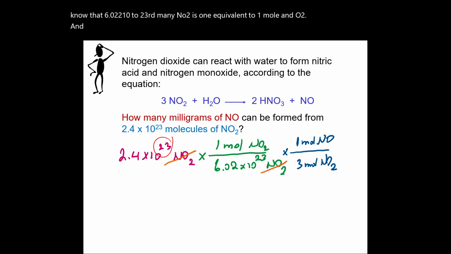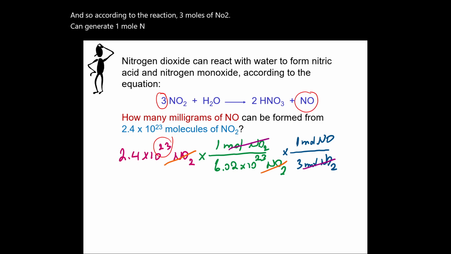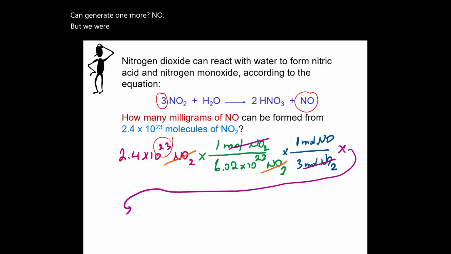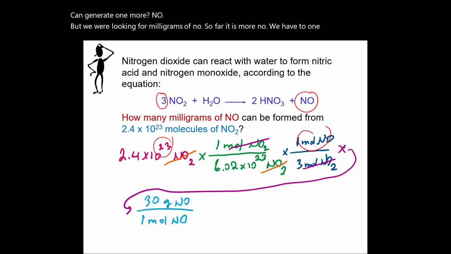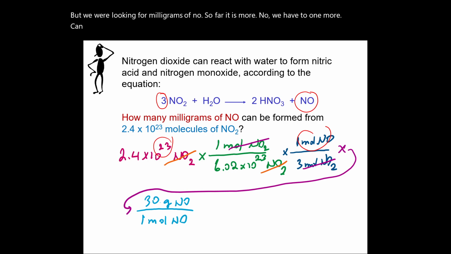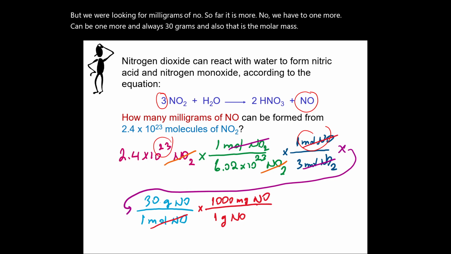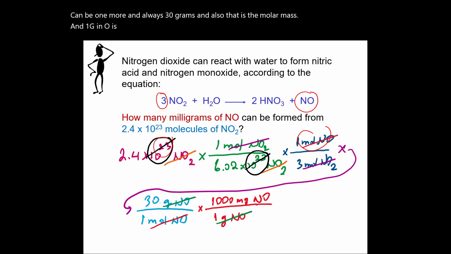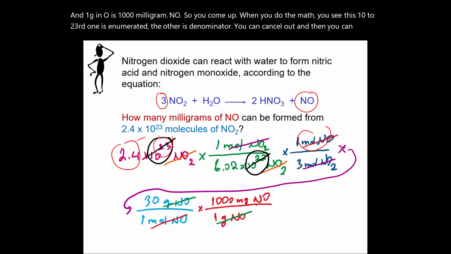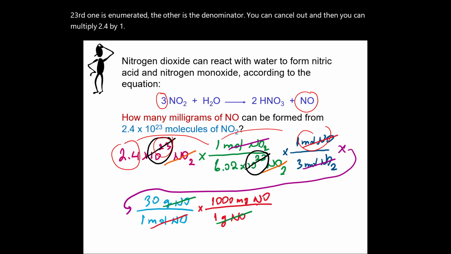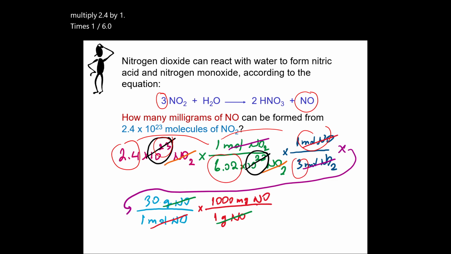So according to the reaction, 3 moles of NO2 can generate 1 mole of NO, but we are looking for milligrams of NO. So far, it is moles of NO. 1 mole of NO is 30 grams of NO, that is the molar mass, and 1 gram of NO is 1,000 milligrams of NO. So when you do the math, you see this 10 to the 23rd, one is the numerator, the other is the denominator. You can cancel out.